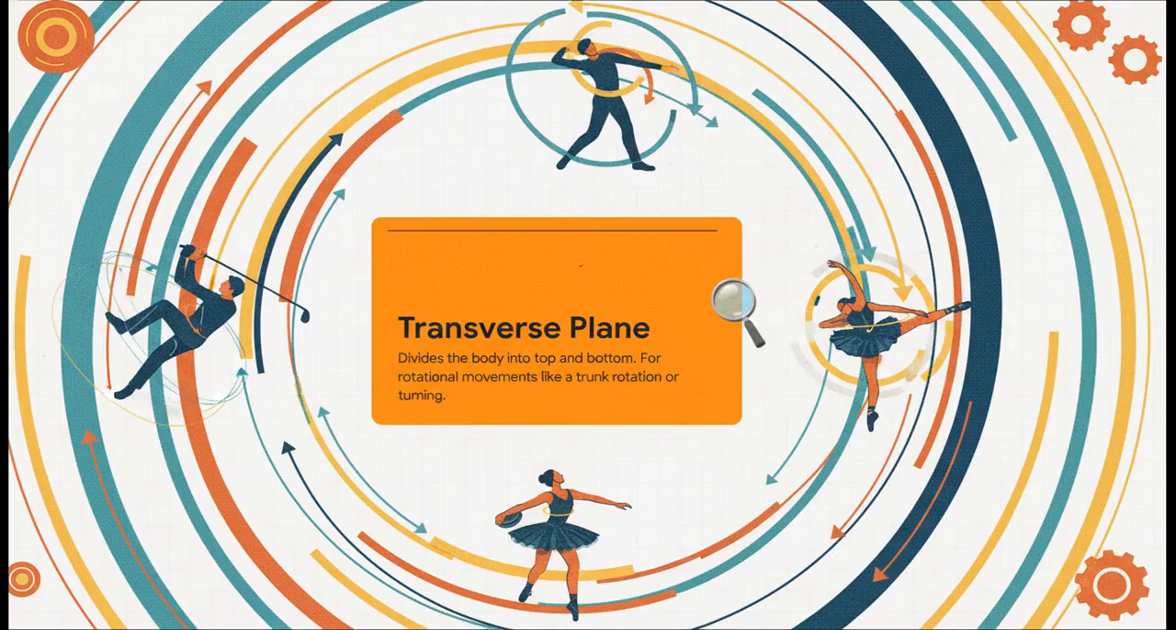And our third and final plane is the transverse plane. This one slices the body horizontally, giving you a top half and a bottom half. So, what happens here? Rotation, pure and simple. Think about a powerful golf swing, a discus throw, a dancer's pirouette. Those are all dominated by rotation around that central axis. And yeah, the perfect view for this is a bird's eye view, looking straight down.